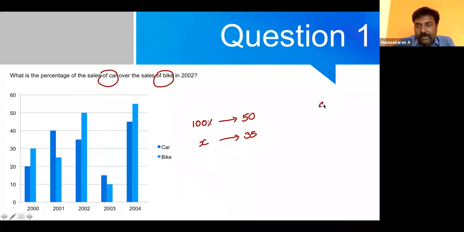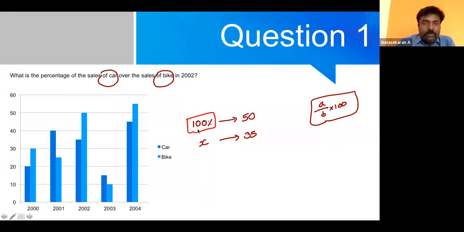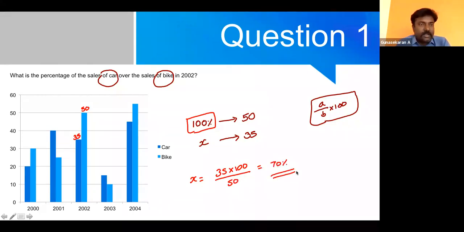See, A by B into 100. This is the percentage formula, but we need to know which is B and which is A. That confusion will come. It's better to always go for 100%. Find 100%. The base is always 100%. Bike over car means car will become 100%. Car over bike means bike will become 100%. Is it clear? 100% is 50 because in 2002 the bike sales is 50 and car sales is 35. So how much is the answer? 35 into 100 by 50, 70%. First, be clear on it.